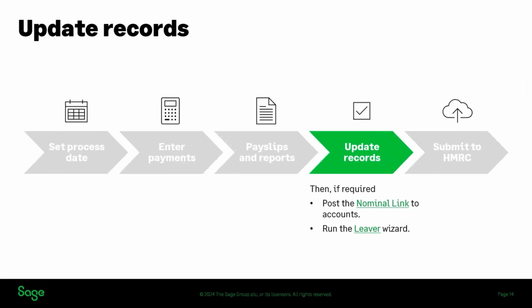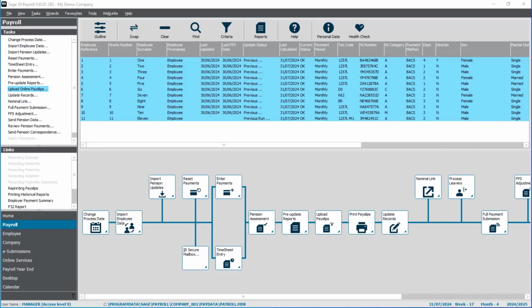I'll just switch the camera off again and put us back into full screen mode. So we've uploaded our payslips, I've checked the payment summaries, and I'm happy that the figures on all the reports are correct. So next step is to update the records, which is this step here in the payroll tasks.